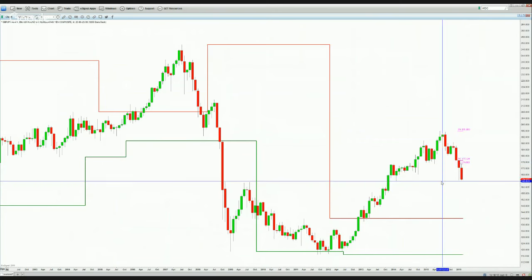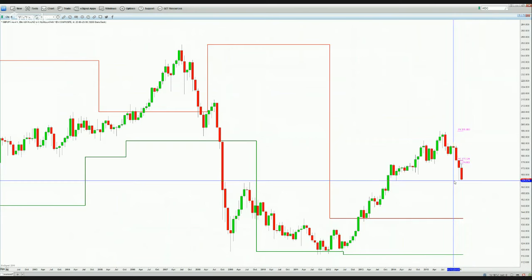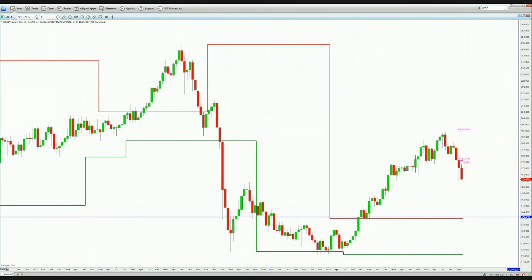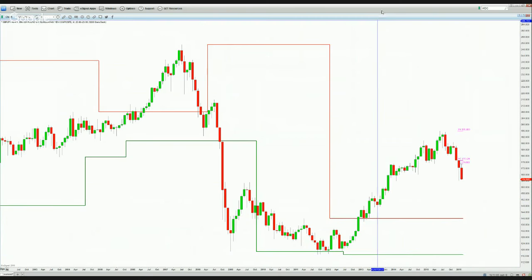If it breaks this low point here, which is the low of January, then we'd like to see a continuation. Ideally, we want to see this continue all the way down to this major level of support, which is around 140. If it clears this, then down to here. So you can see how useful looking at support and resistance on the monthly time frame is.